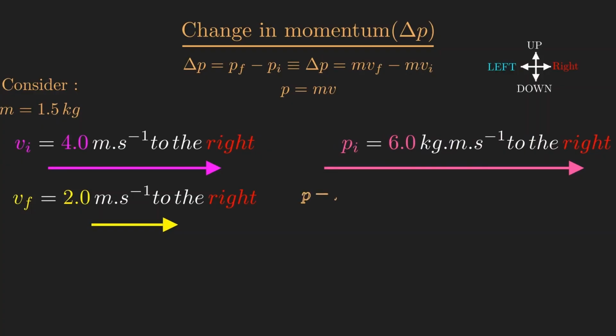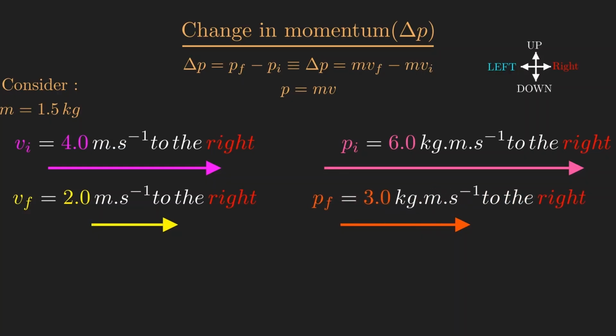What is the final momentum? The final momentum, you scale the final velocity vector. So that is, you will scale 2 by 1.5. That gives us 3. That is, final momentum is 3 kilograms meters per second to the right.